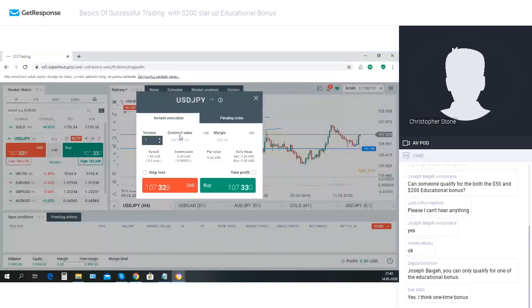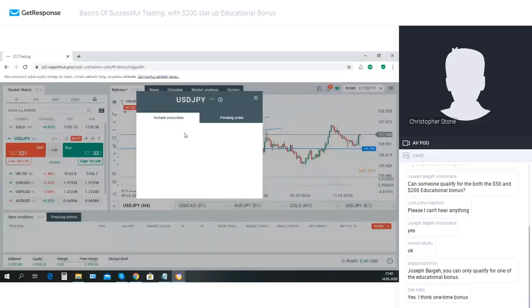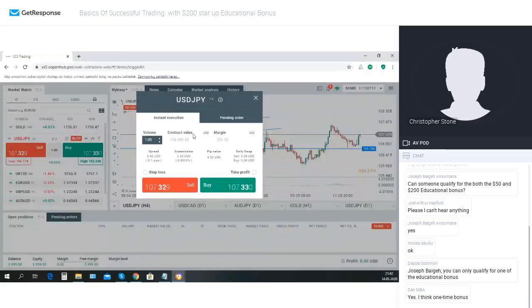In euro dollar, it will be dollars, right? Sorry, contract value is the value of the basic currency pair. So it is in US dollar to Japanese yen. It is United States dollars. It's $100. If we were trading on euro dollar, then we could have, for example, 100,000 euros, right? So there is the thing.